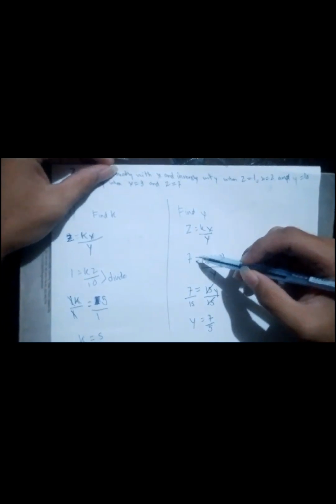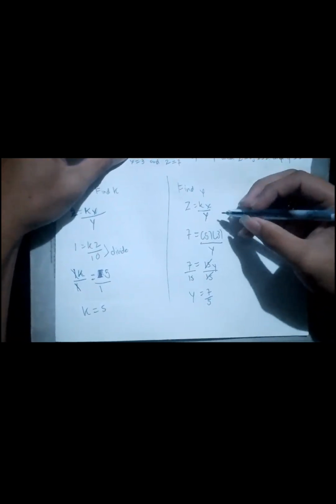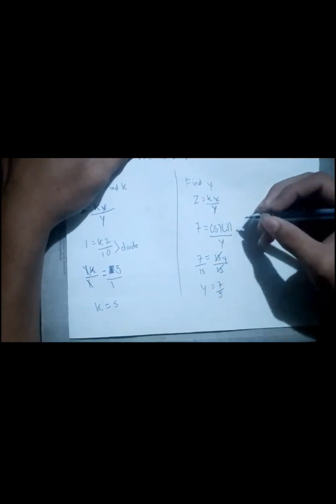Then to find y, z equals kx over y. So z here is 7, and we already found k, which is 5. And x here is 3. So we multiply them: 7 equals 15, because 5 times 3 is 15. So 15y over 15, and then we just cancel out these two. So the answer, y here, is 7 over 5.